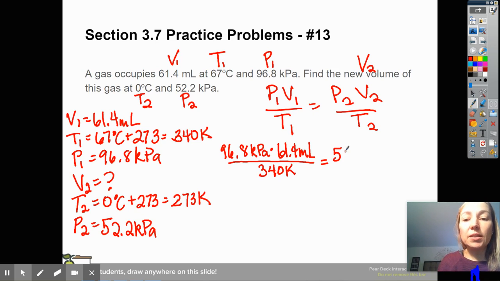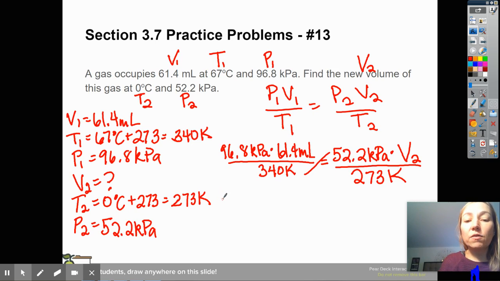P2 is 52.2 kilopascals. V2 is my unknown. I'm going to try to solve for V2 here. And T2 is 273 Kelvin. Now I just cross multiply. So let's try this side first. And I'm going to go down here where I have a little more room to put my result.